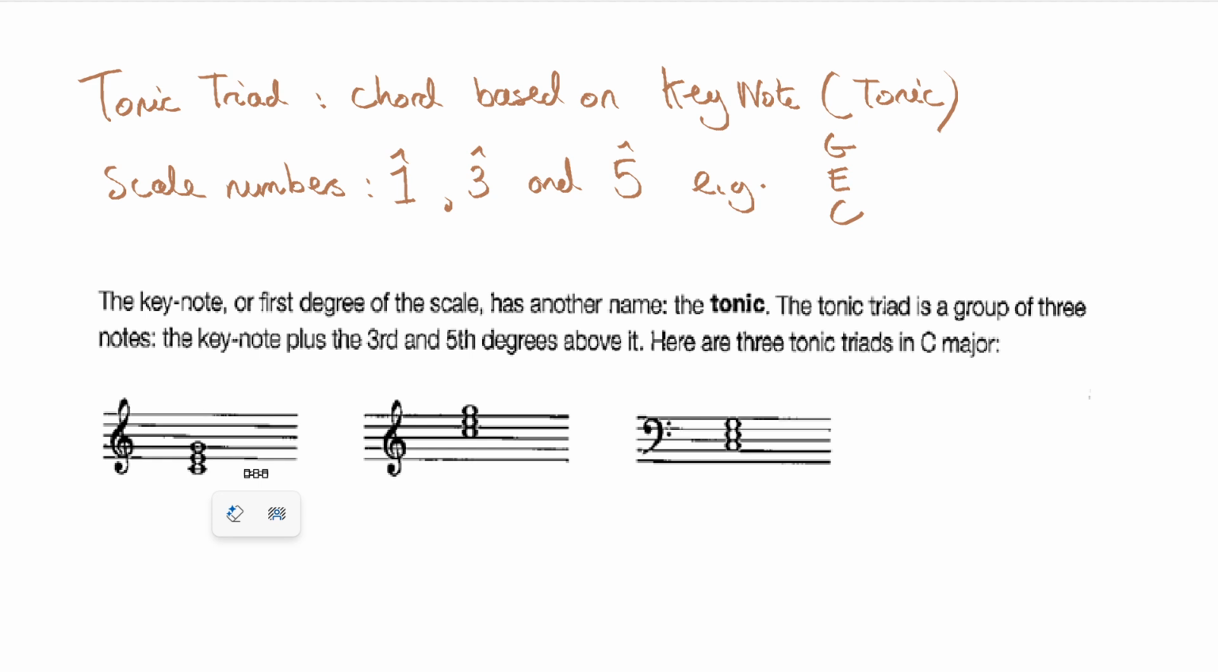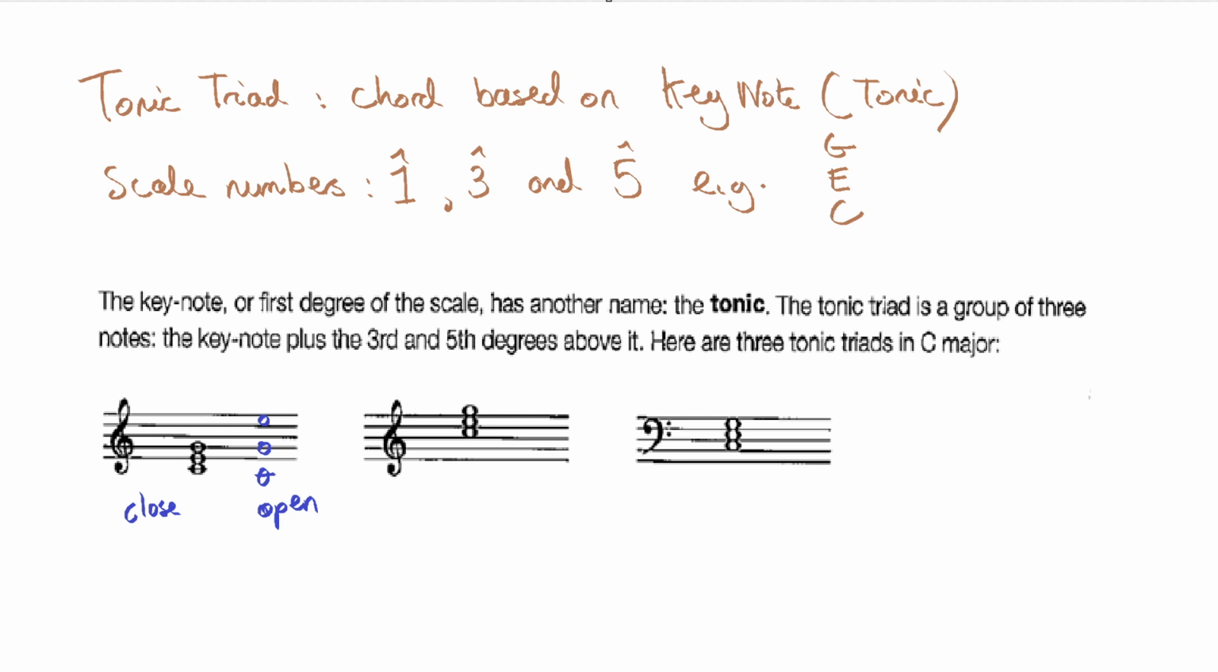If we put the C currently where it is, maybe we could have this G and this E. That is still a tonic triad, it's just not in close position. It's in a more open position.